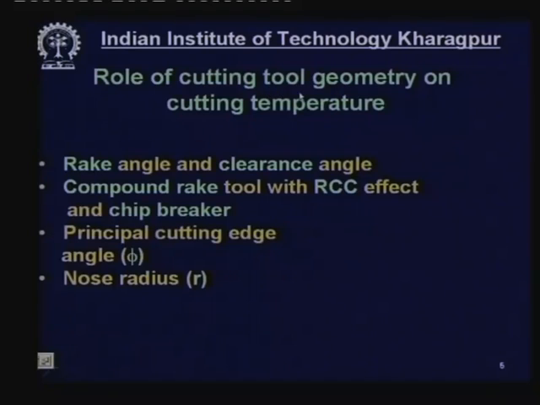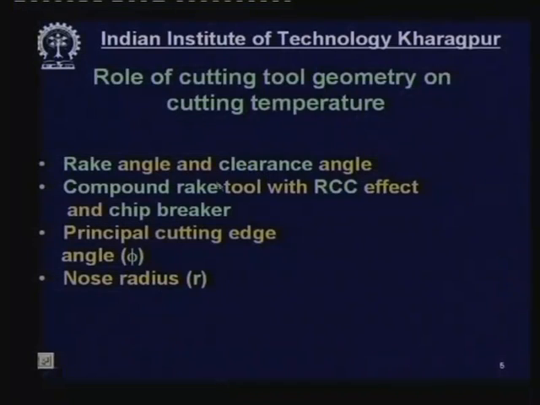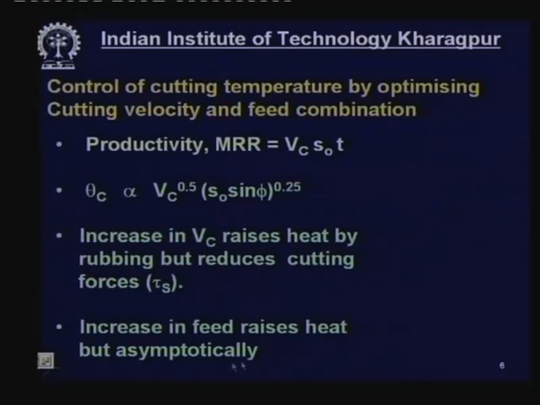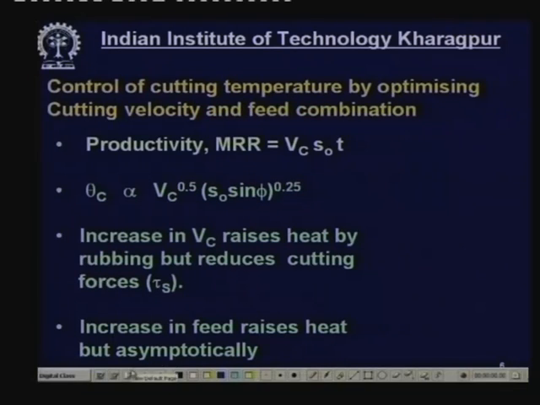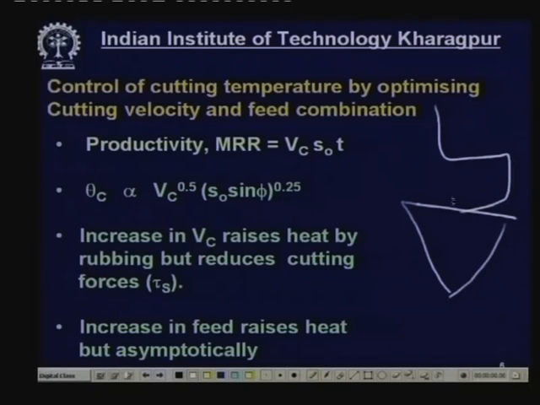Now, the role of cutting tool geometry. As you have heard a number of times, along with the cutting tool material, the geometry of the cutting tool also plays a very significant role in the machinability of any material. Say for example, rake angle and clearance angle. Now, when we machine, say, this is the tool and the chip flows like this. This is the rake angle and this is the clearance angle.